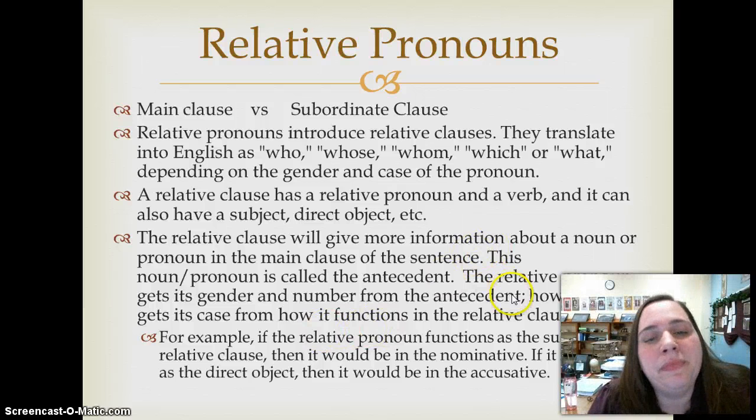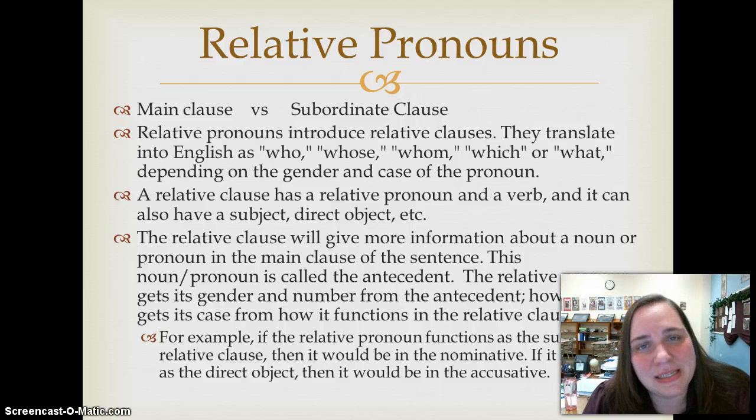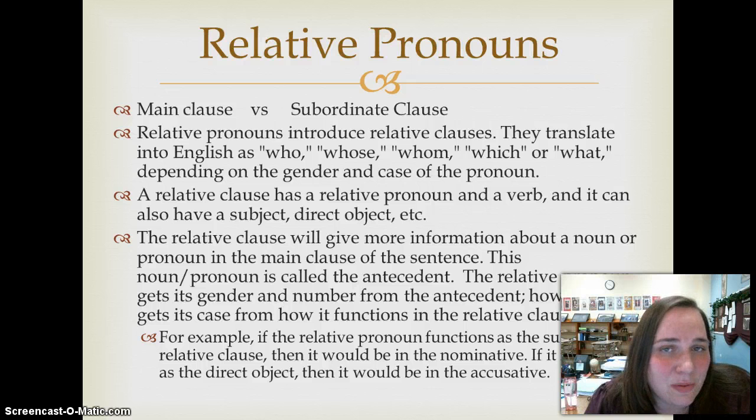relative pronouns translate into English as who, whose, whom, which, what, depending on the gender and the case of the pronoun. For the most part, it's the gender of the case in Latin, but not necessarily, because sometimes there are things in Latin that are, say, masculine that we would consider more neuter. So keep that in mind. A relative clause has a relative pronoun and a verb, but it can have a subject or a direct object or an indirect object or an ablative use or something like that.